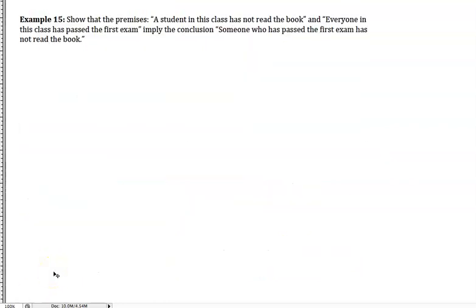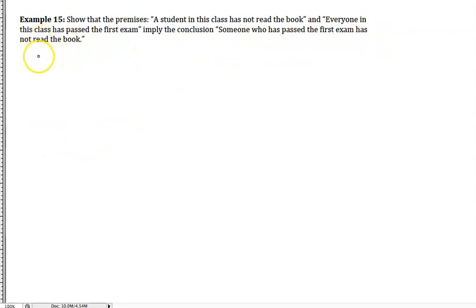Now let's look at this problem. Show that the premises, a student in this class has not read the book, and everyone in this class has passed the first exam, imply the conclusion that someone who has passed the first exam has not read the book.